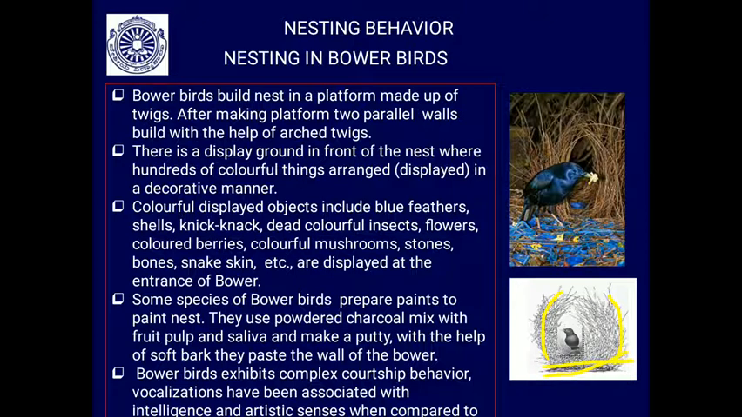There will be a platform, or display ground, in front of the nest, where hundreds of colorful things are arranged. They are displayed in a decorative manner. There is a pattern of display also. Colorful displayed objects include blue feathers. They are fond of blue color. Blue feathers or shells, knick-knacks, dead colorful insects, flowers, colored berries, colorful mushrooms, stones, bones, snake skin, so many materials.